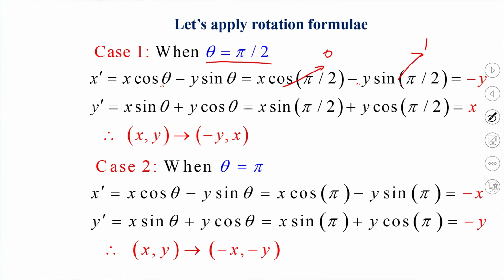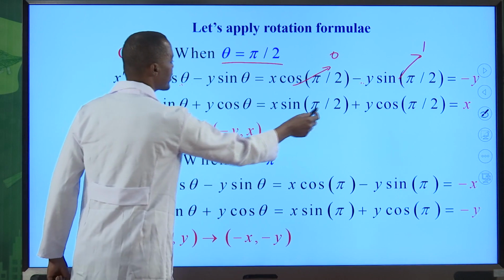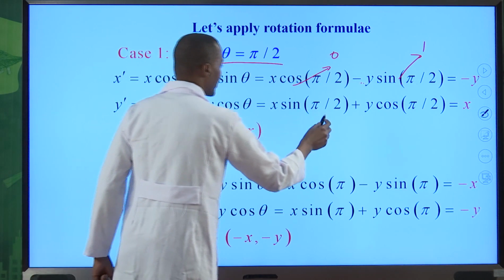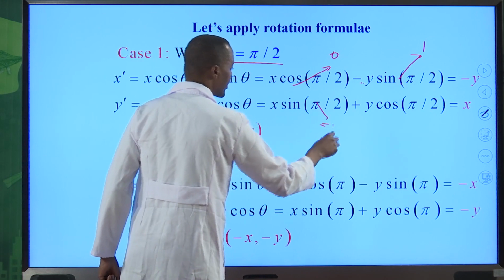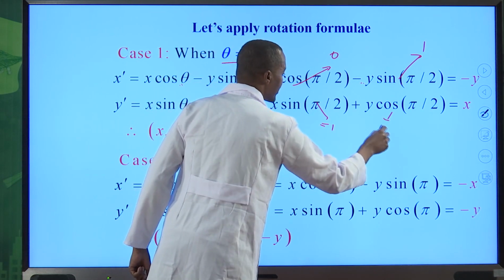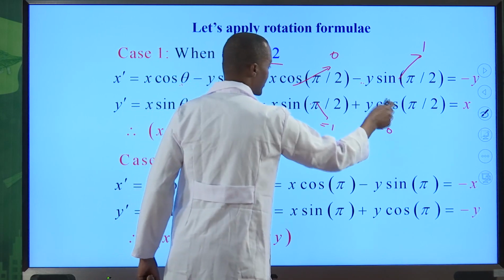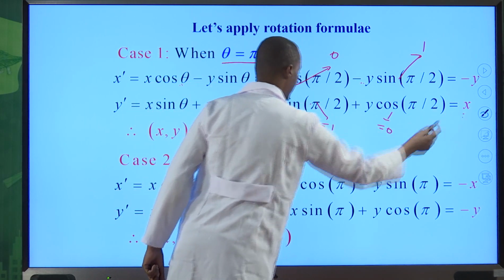The same is true for y prime. You directly substitute 90 degrees, that is pi over 2, for sine and the cosine. And sine of 90 degrees is 1. Cosine of 90 degrees is 0. X times 1 is x. Y times 0 is 0. So I'm left with only x.